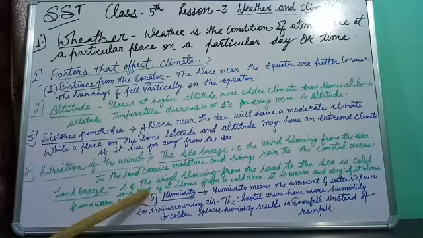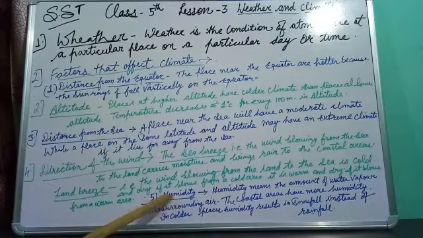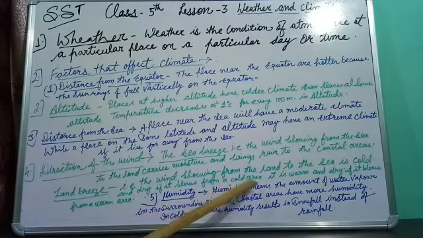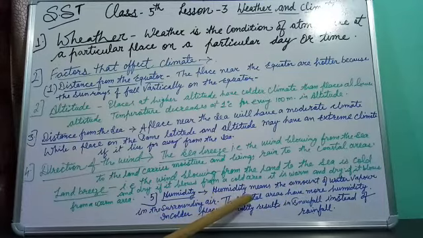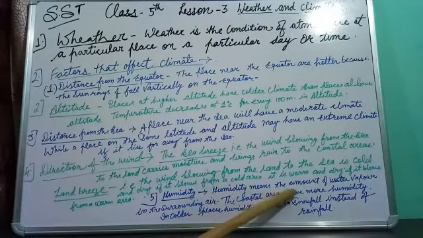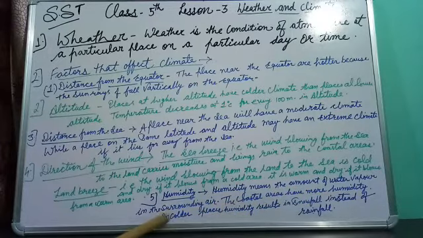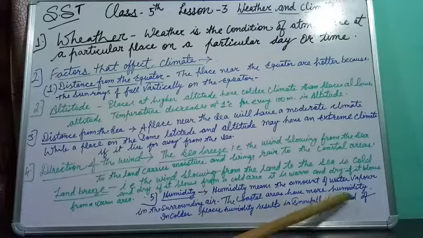Number 5, humidity. Humidity means the amount of water vapor in the surrounding air. With the increase in humidity, the chances of rainfall increase. The coastal areas have more humidity. In colder places, humidity results in snowfall instead of rainfall.